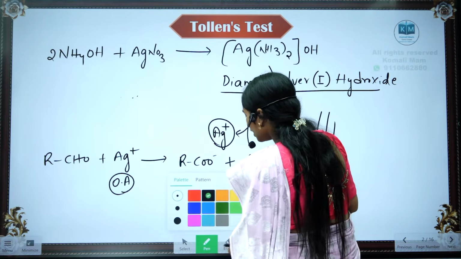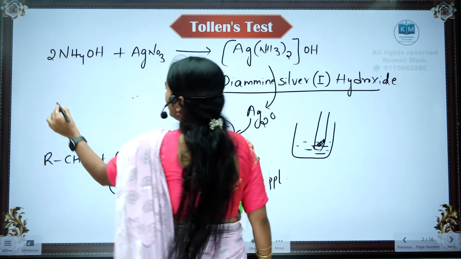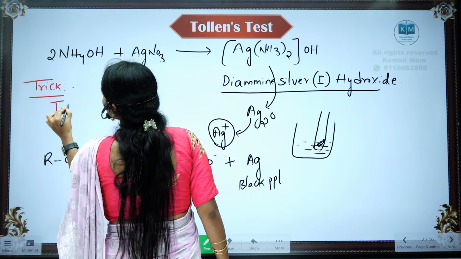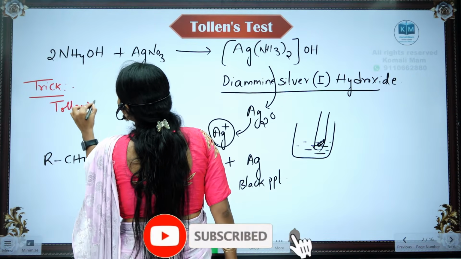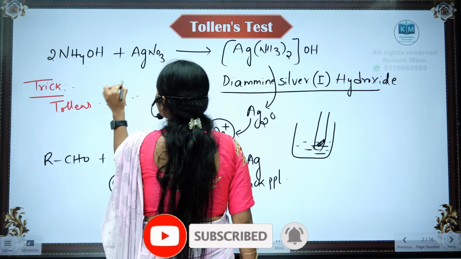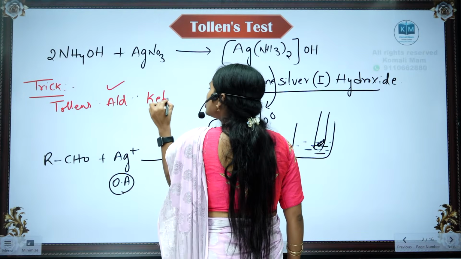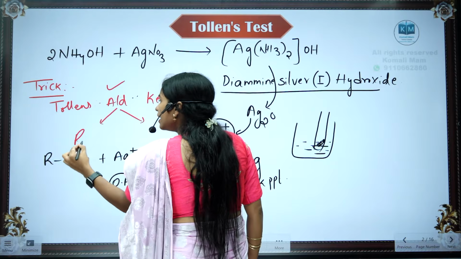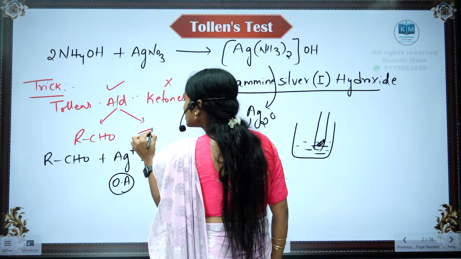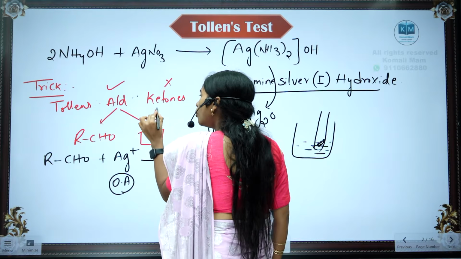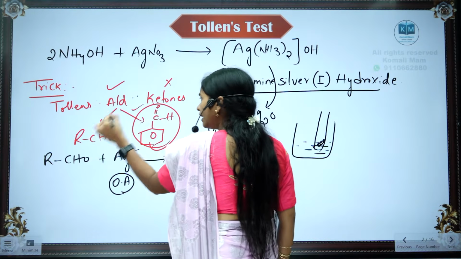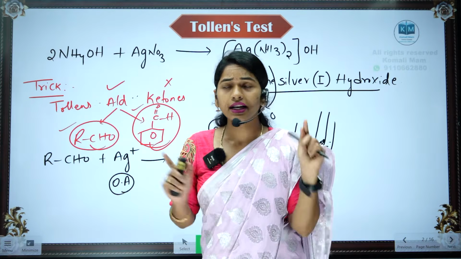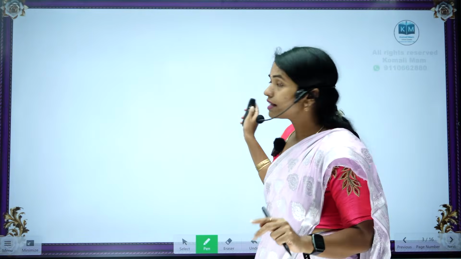Here is one most simple and important trick I want to tell you. This is for the Tollens test. Tollens is only for aldehydes. Aldehydes give this test, whereas ketones don't give this test. Again, which aldehydes? Aliphatic aldehydes as well as aromatic aldehydes. Both will give the test. Both aliphatic and aromatic give the test. This is most important. Okay, aliphatic, aromatic, done.